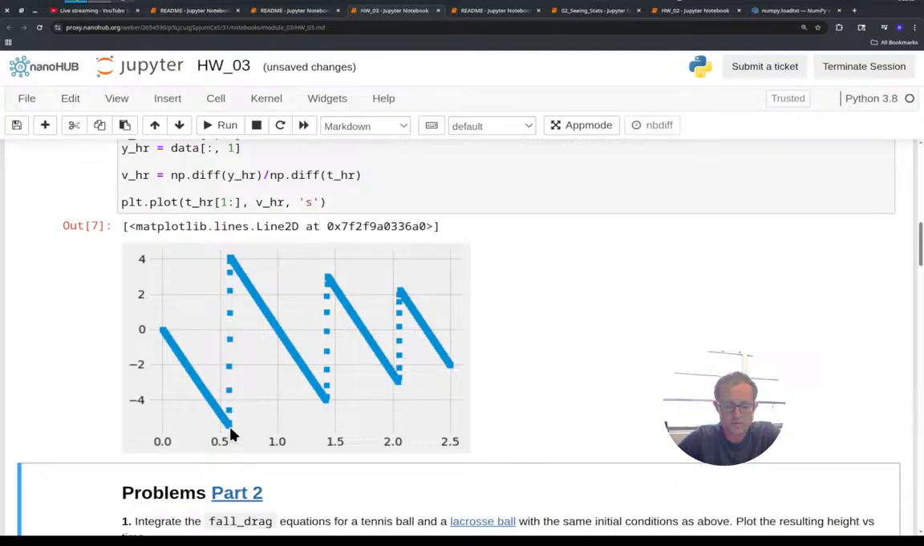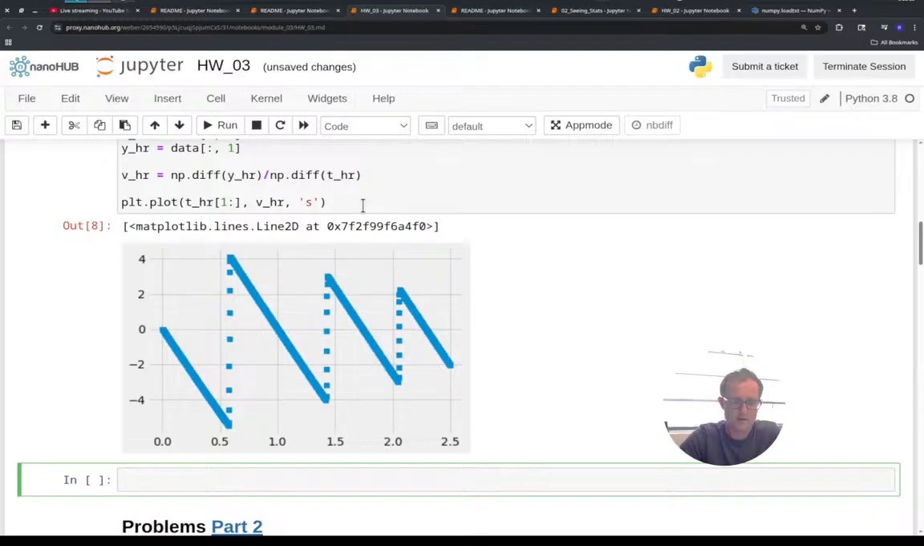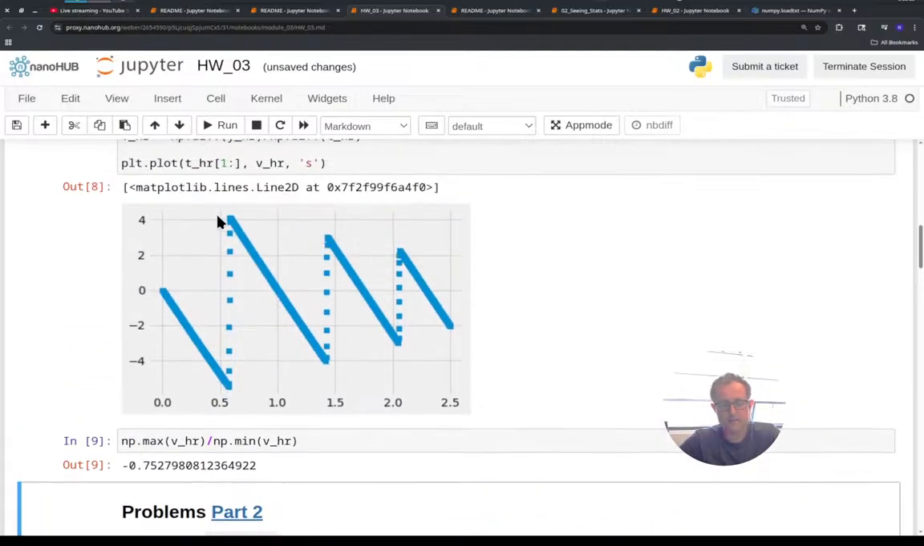So long story short, we want this speed and we want that speed. So like 4 and -5 or about 0.8. In practice, it turns out to be like 0.75. So how do I get that? np.max of VHR over np.min of VHR. Here I'm not creating any sectioning of the data at all. I'm just grabbing this max and that min.